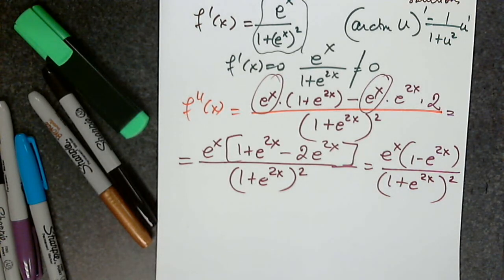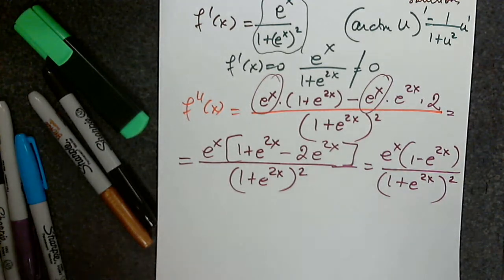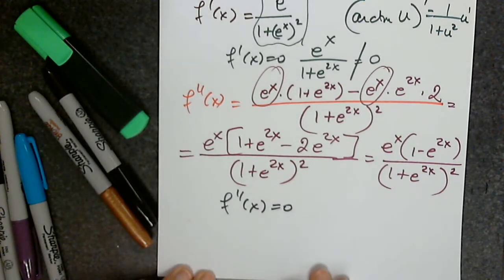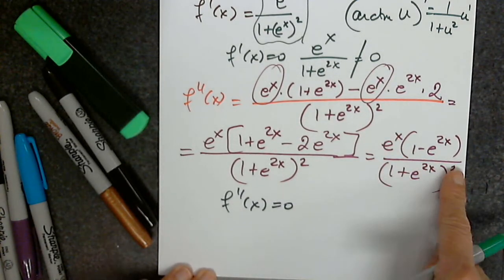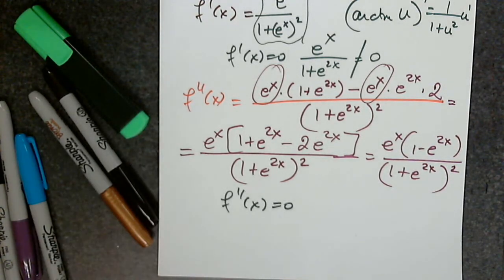Do we understand the algebra part? No. These are not the same. Good. So now I'm going to set the second derivative equal to 0. This can never be 0. The denominator does, I don't even want to talk about. So what can be 0 here?